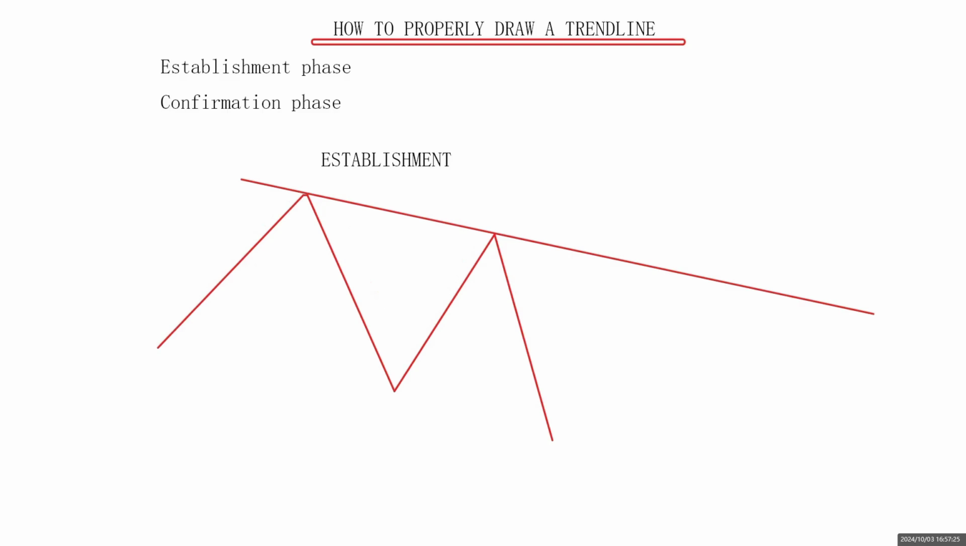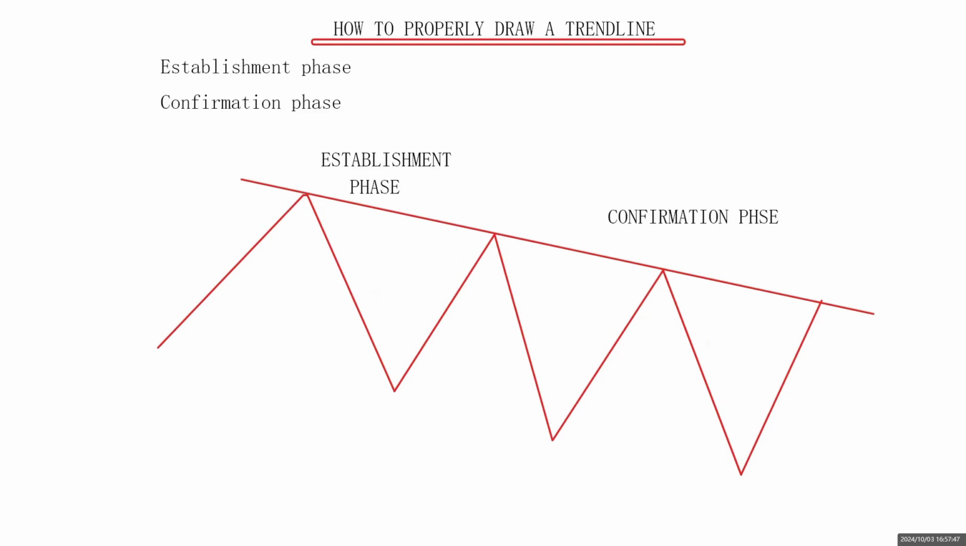The first two peaks confirm the establishment phase, while the next peak, it could be the third, fourth, fifth, or sixth peak, the next peaks from the third confirm what we know as the confirmation phase. In the confirmation phase, it could be price respecting the trend line or violating the trend line.